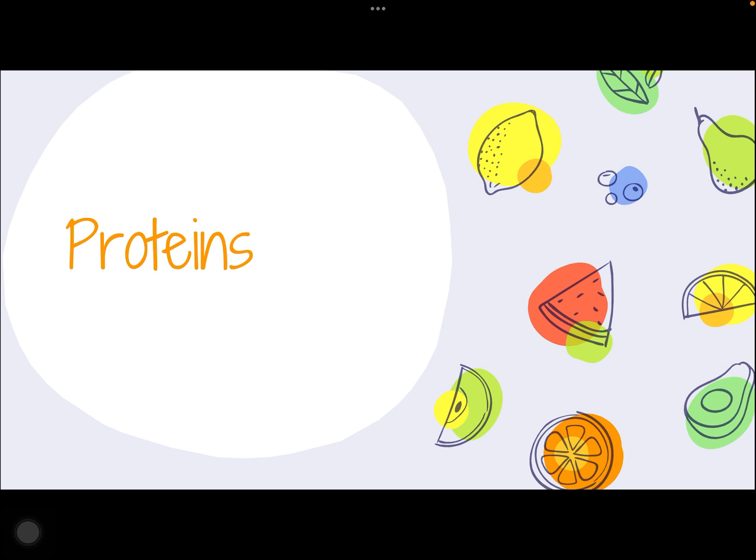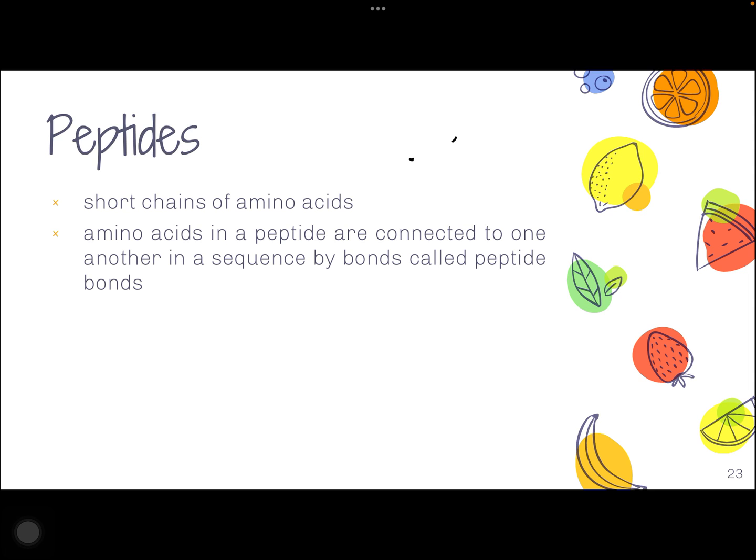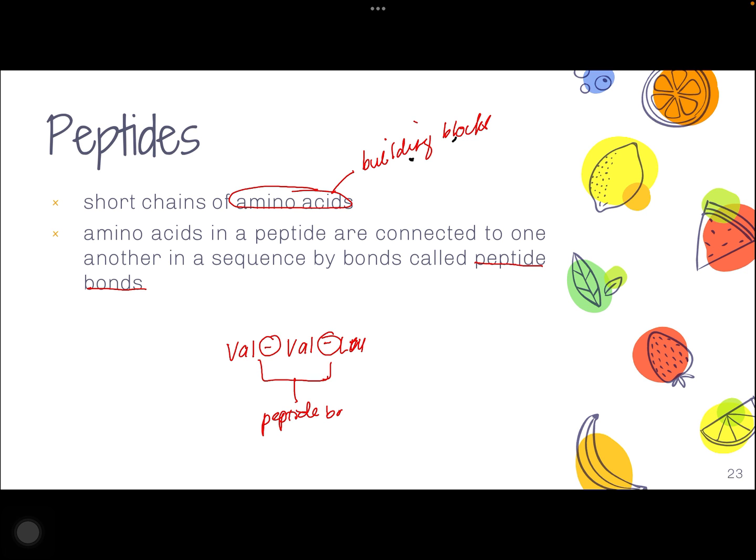Today, students, we will be on our second topic for midterms, which is proteins. Proteins are short chains of amino acids, and you know that amino acids are the building blocks of our proteins. Amino acids in a peptide are connected to one another in a sequence of bonds called peptide bonds. Between your valine and your leucine, for example, the bond that connects these amino acids is what you call the peptide bond.